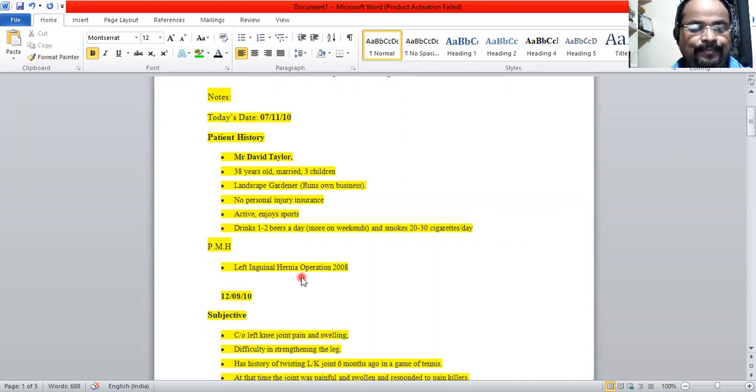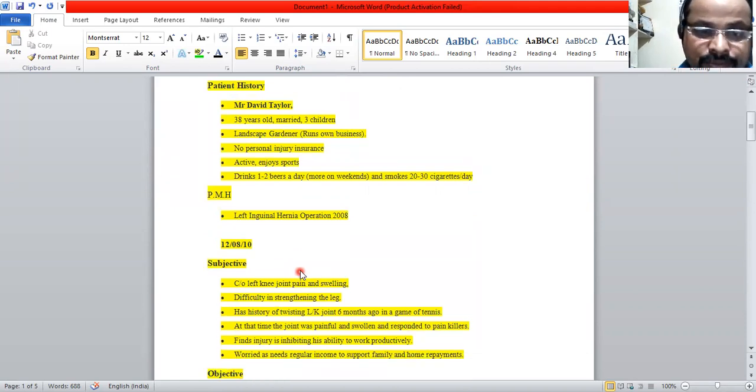Next relevant data. On 12 August 2010, this year, he presented to the GP with complaints of left knee joint pain and swelling, and difficulty in straightening the leg. So two complaints. He has a history of twisting his knee joint 6 months ago when he was playing tennis, and this is how it happened. At that time, the joint was painful and swollen.